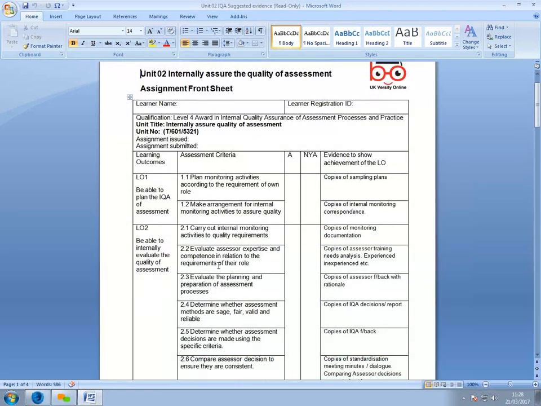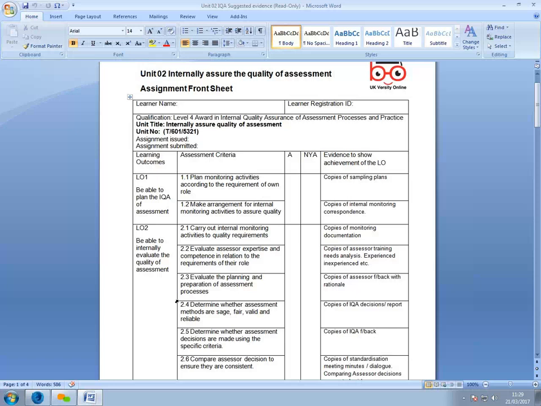Now this unit is going to use quite a few of the documents from the first one, which was understanding all the principles. Well, this is putting it into practice, so it's asking you to do a number of things. Learning objective one is to be able to plan the quality assurance of assessment, so it's plan, monitor and review activities. This is your assessment plan, when students are going to be assessed.